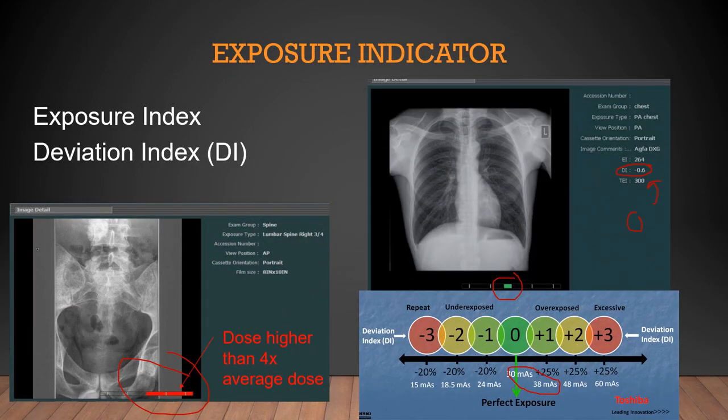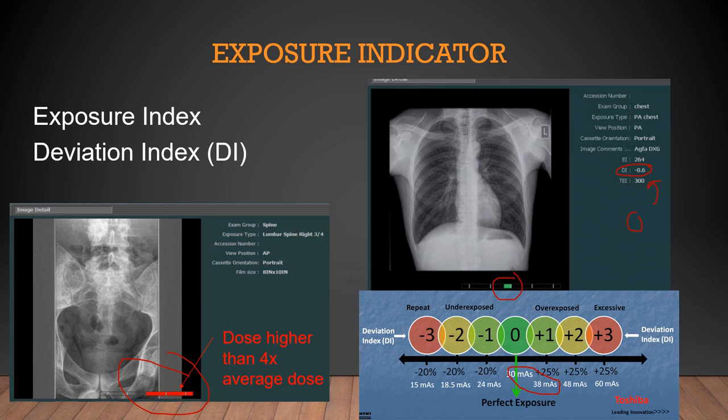Now, exposure indicators. You need to be very careful with exposure indicators. Exposure index is the amount of exposure received by the image receptor, not the patient. Knowing how exposure factors affects the exposure index is key to provide enough exposure to the receptor while limiting exposure to the patient. When you take an x-ray, you need to look at the number. It is a numerical representation of the amount of exposure, usually by the mean value.